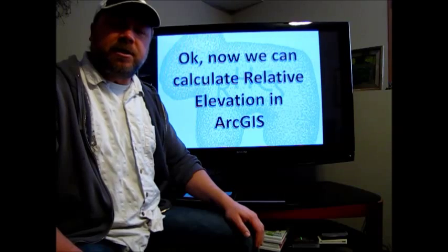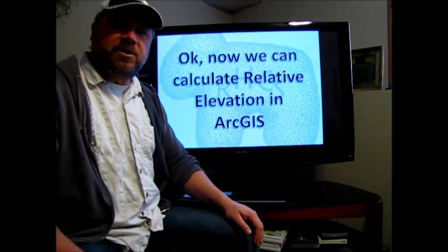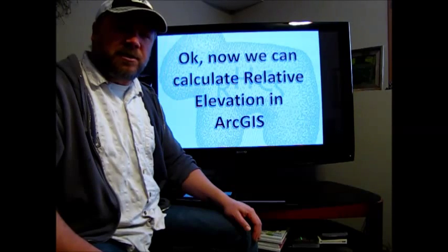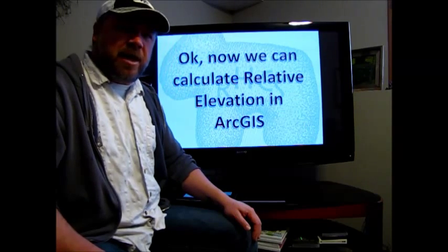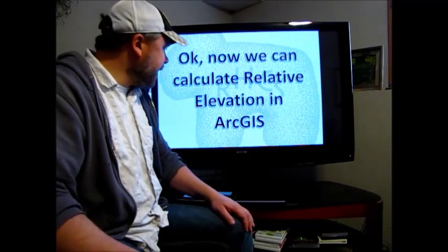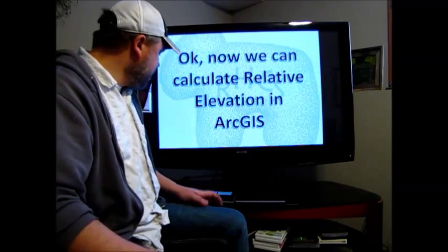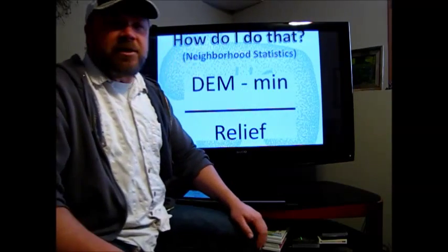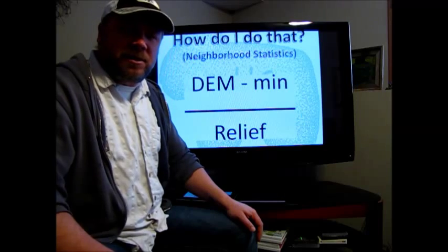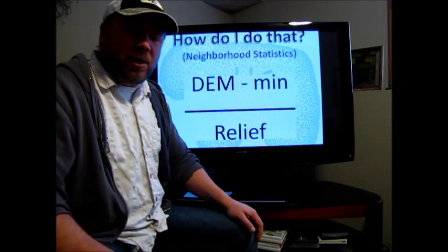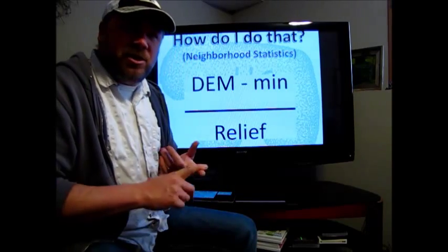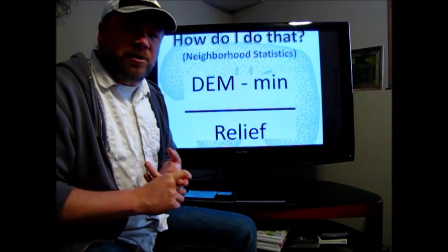So now we can calculate our relative elevation. The first thing you want to do is some basin statistics to get your average distance from the summit down to the floodplain within the drainage basin. And then for relative elevation, we're going to use the neighborhood statistics in the Spatial Analyst toolbar. So you need ArcGIS and the Spatial Analyst toolbar to run this part.